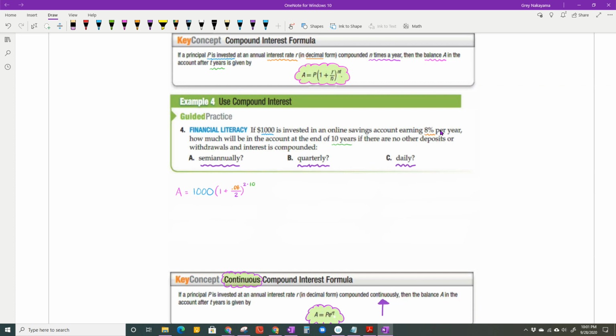Okay, so before I go on, I want to show you what's the difference in quarterly. So if I go to quarterly, the only thing that changes is my N value, and quarterly means it's going to happen 4 times a year. So I'm going to put 4 there. And daily, the accepted number for daily is how many days are in a year? 365. So we're going to have 365.